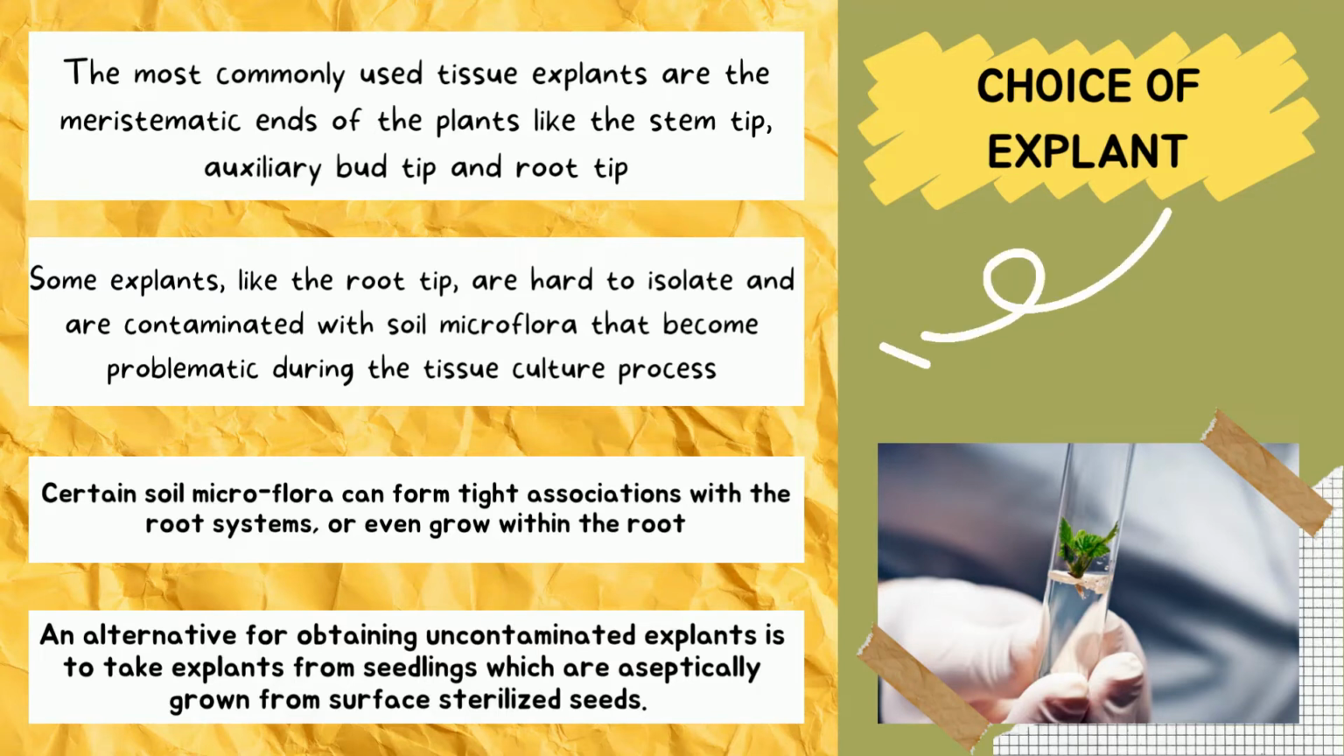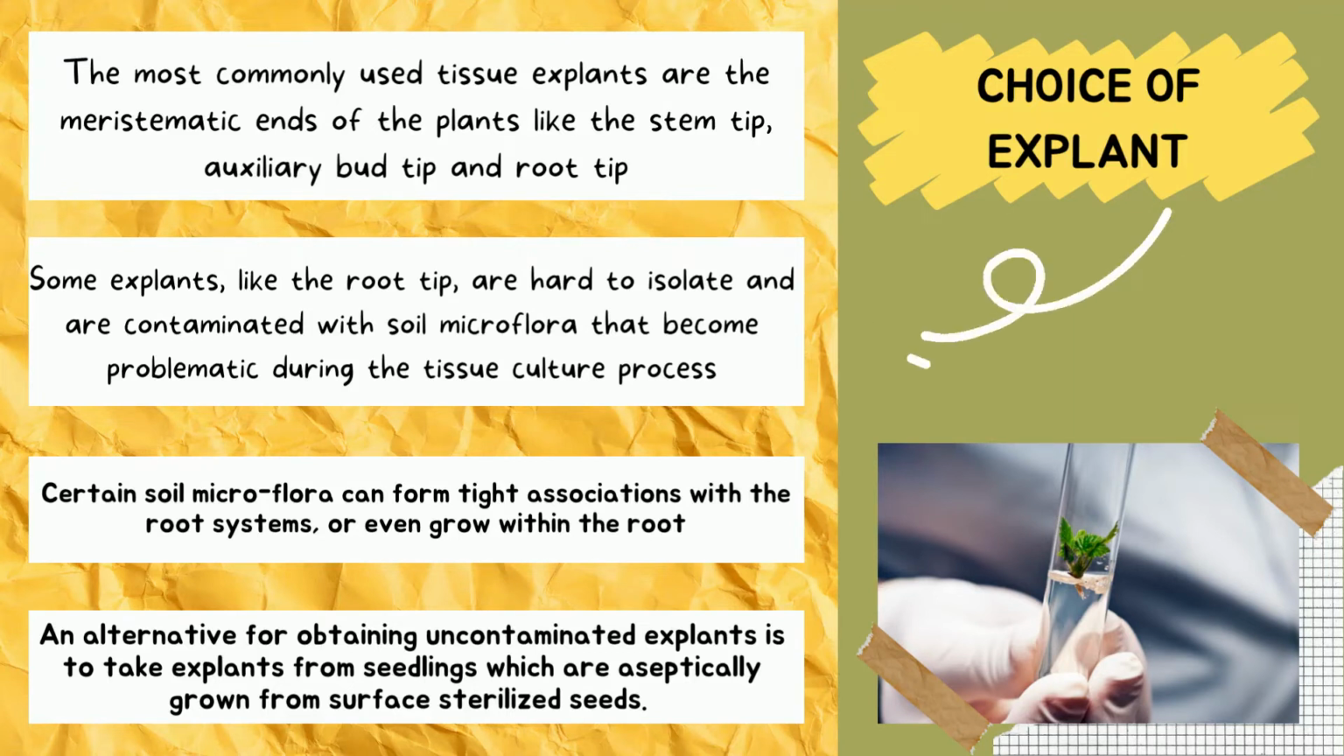Some explants like the root tip are hard to isolate and are contaminated with soil microflora that become problematic during the tissue culture process. Certain soil microflora can form tight associations with the root system or even grow within the root. Soil particles bound to roots are difficult to remove without injury to the roots, thus allowing for microbial attack. This associated microflora will generally overgrow the tissue culture medium before there is significant growth of plant tissue.